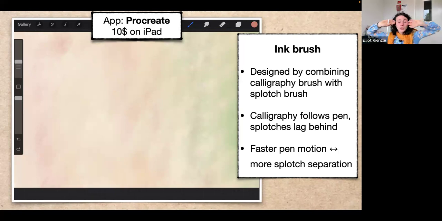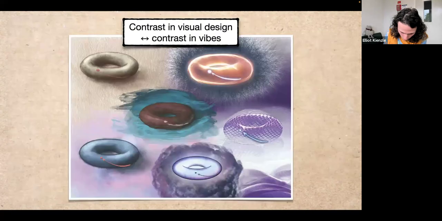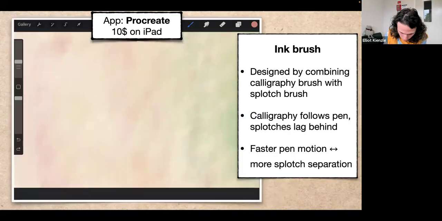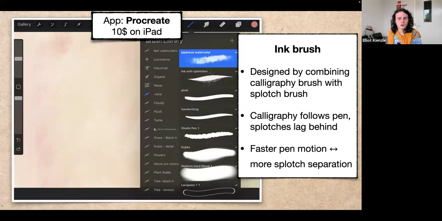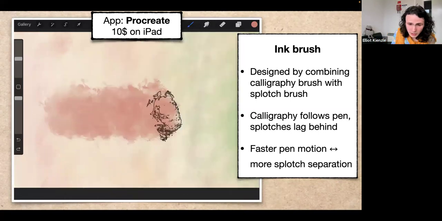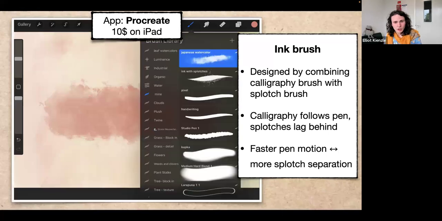So I do all of these drawings in an app called Procreate on the iPad. It's a very nice learning curve. It's only $10. I recommend it. And here is the process for getting this ink brush. So what I do is I pick my brush here. I'm going to start with this watercolor brush I designed and give it a little background. And then I'm going to go to the ink brush.